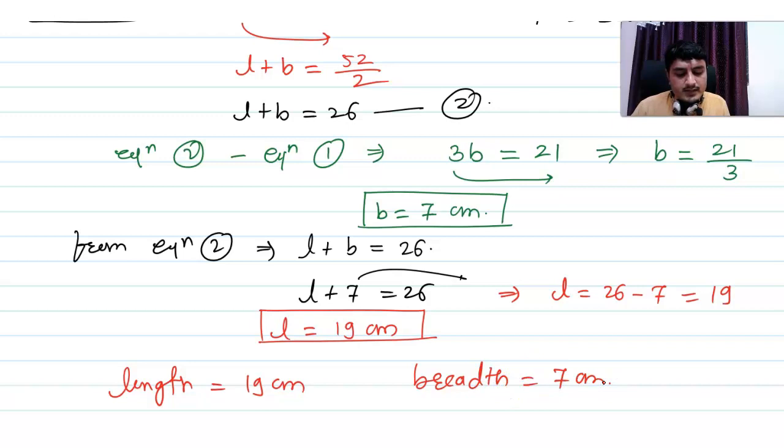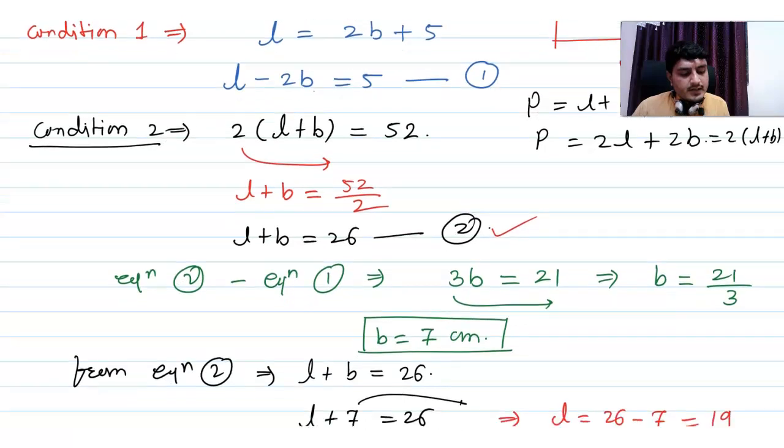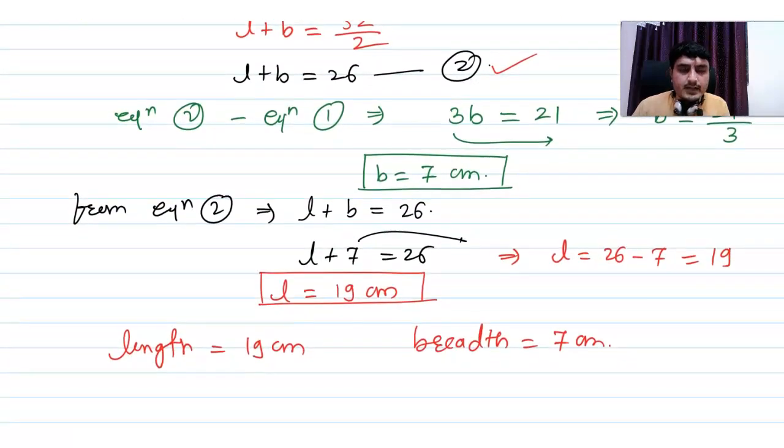To check whether our answer is correct or wrong, L plus B should be 26. So 19 plus 7 is 26. It satisfies equation 2. Now look at equation 1 also. L is 19 minus 2 times the breadth, that means 2 times 7. So 19 minus 14 is exactly 5. So it satisfies both equations simultaneously. So our answer is correct. The length of the rectangle is 19 centimeters, while the breadth is 7 centimeters.